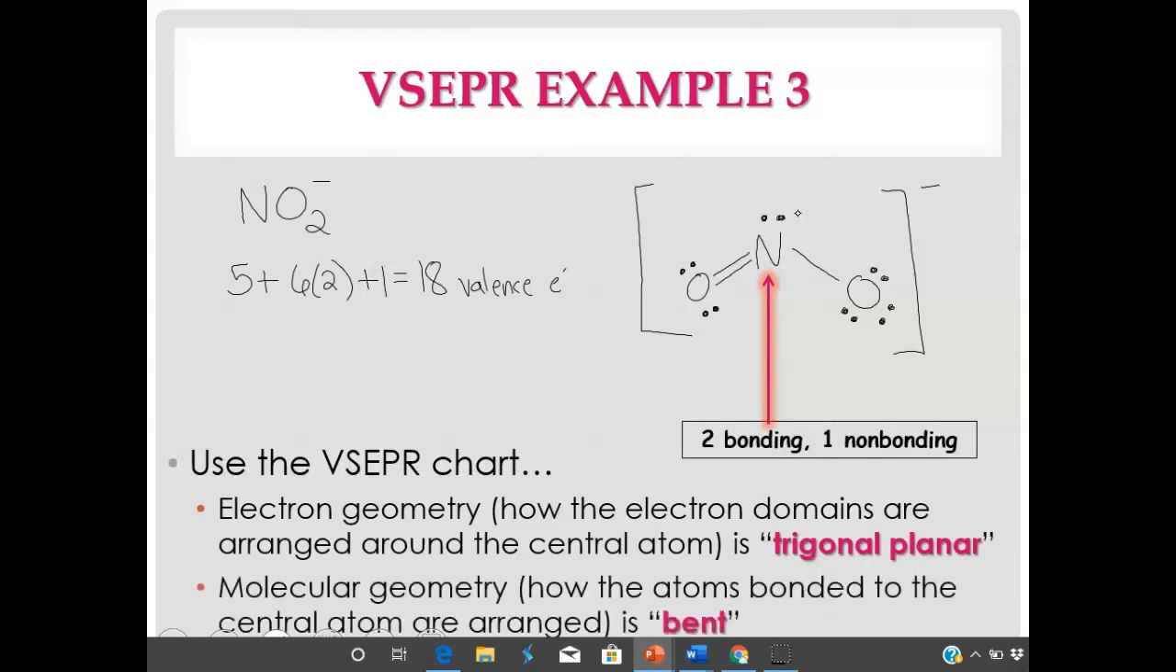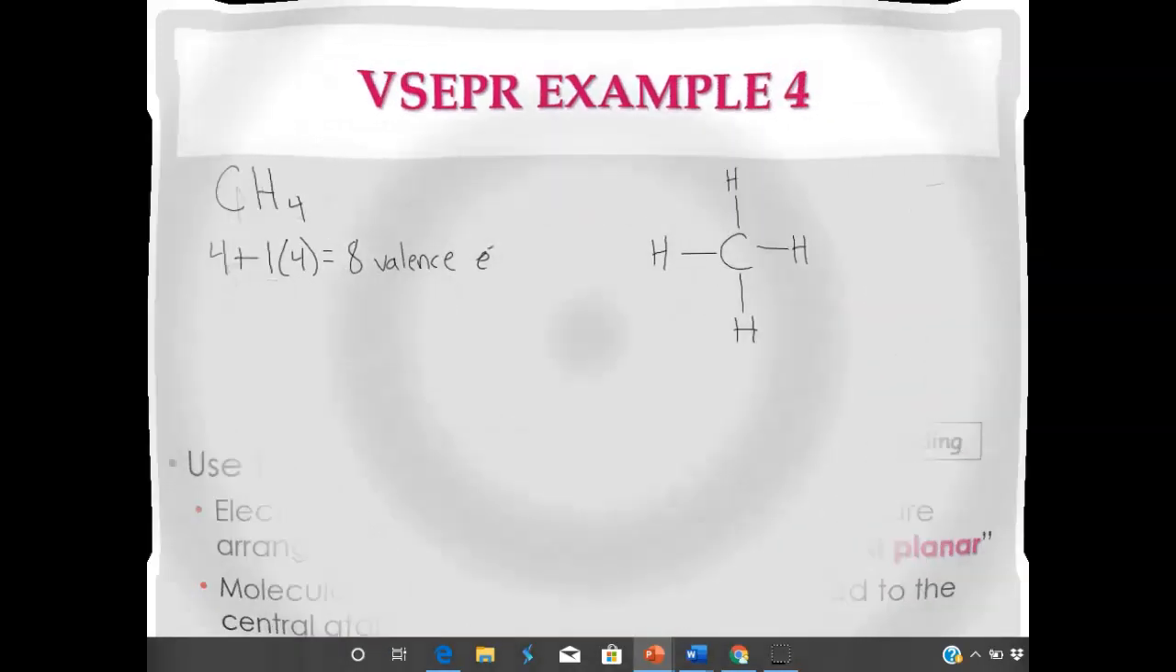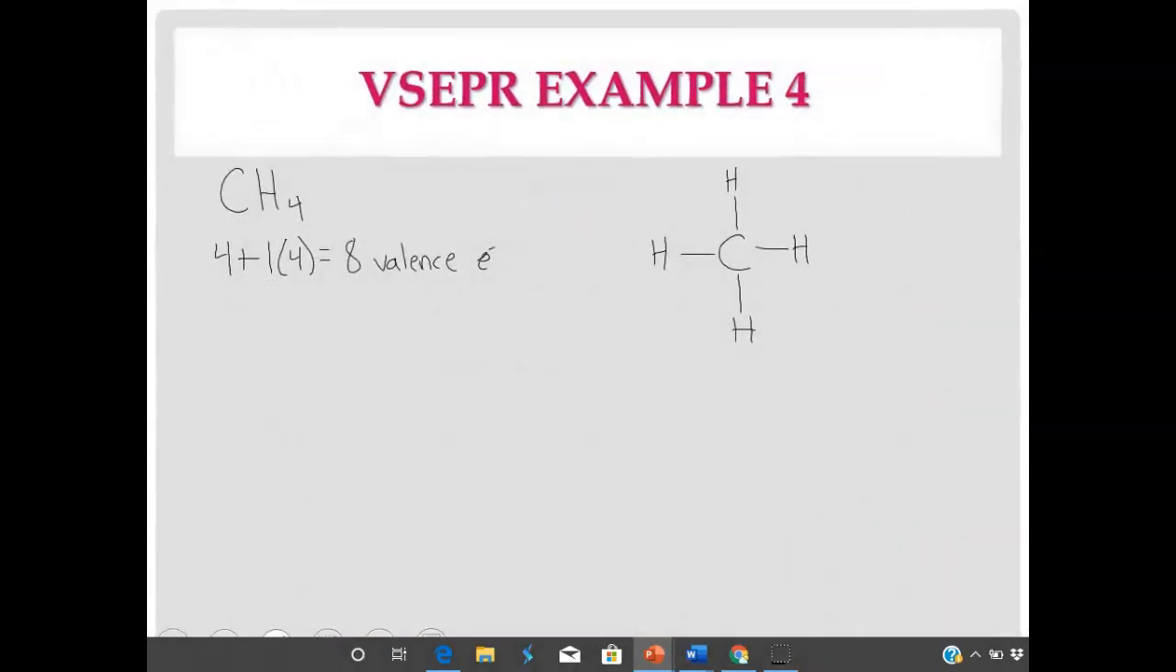However, this is the electron geometry, but the molecular geometry on this one is bent because these two electrons are going to push down on the 2 domains to get furthest away from each other.